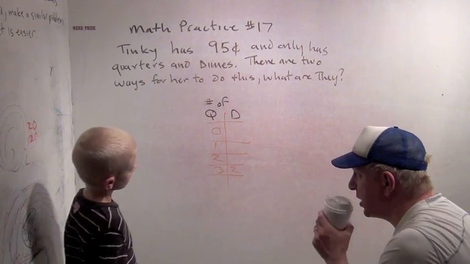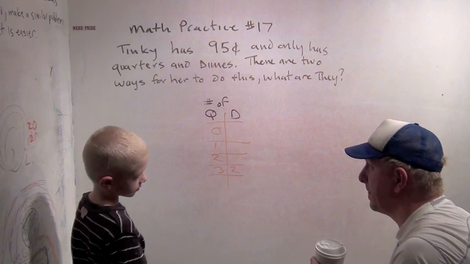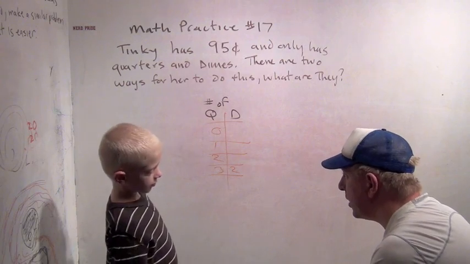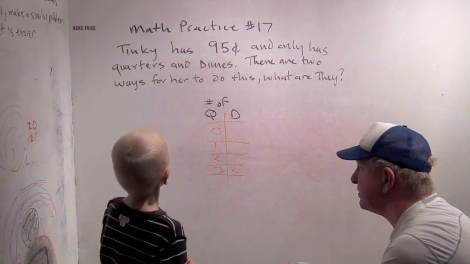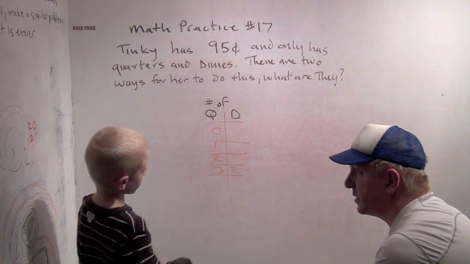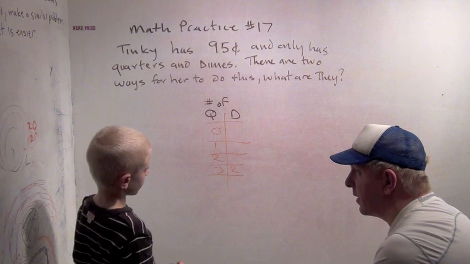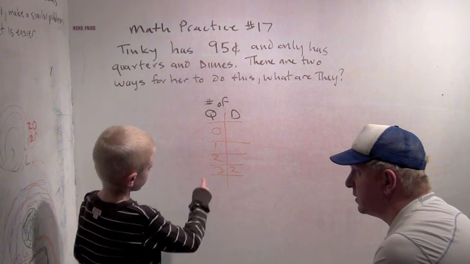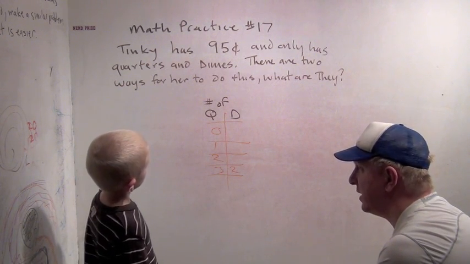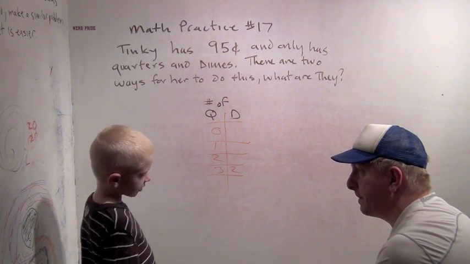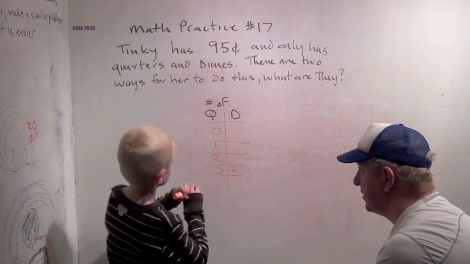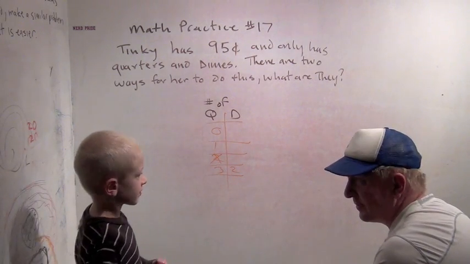All right, what do you want to check next? We can check two. Okay, let's do it. How much money is two quarters? 50 cents. Okay. Well, you need to get to 95 cents, but you can't do it without an odd number of quarters because two quarters is 50 cents. So what's the problem? Why can't we get to 95 cents with dimes? Because if we get up to 90, we can't get to 95 because we only have quarters and dimes. Right. Okay. So cross out two. Wonk, wonk. Doesn't work.